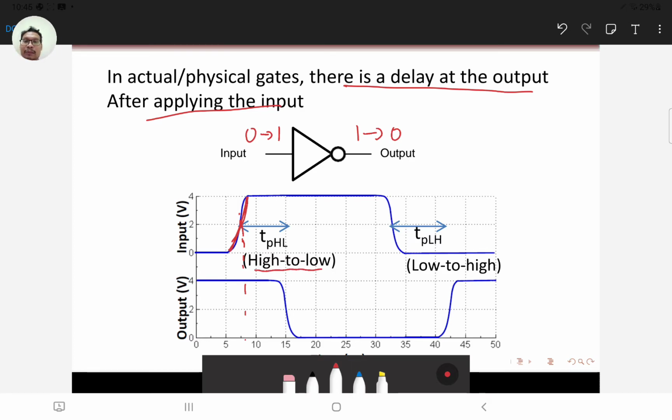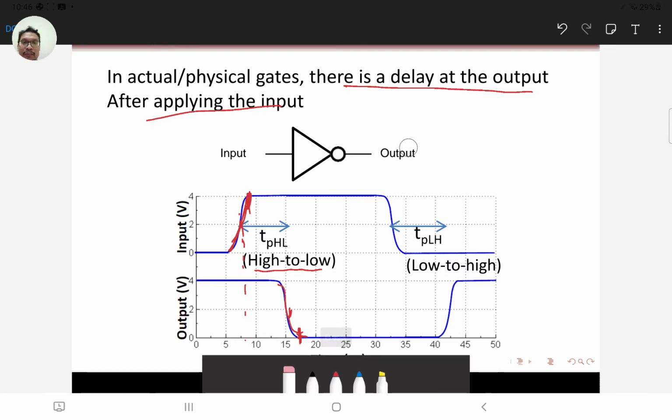Okay, the high to low propagation delay. So there's a certain delay until we see a 0 on the output, and that is called the high to low propagation delay. Now what about the low to high propagation delay?